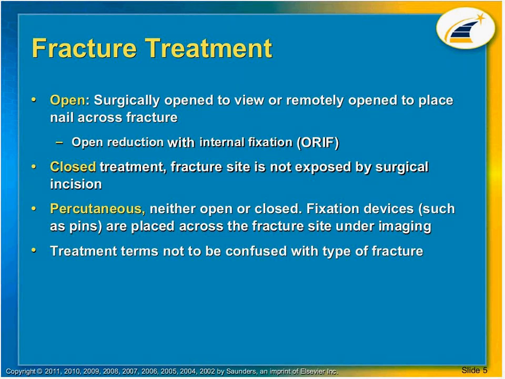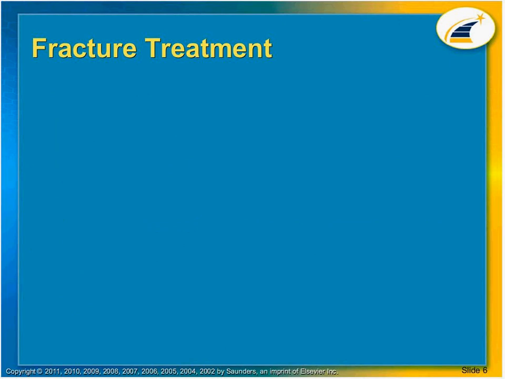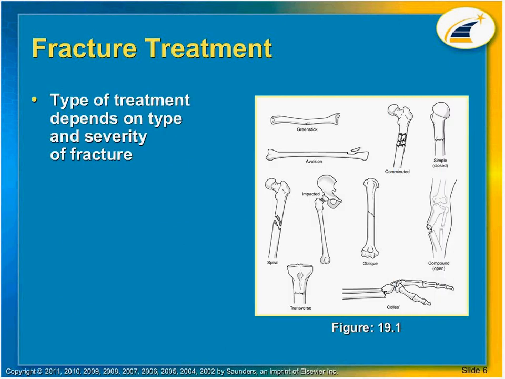This is not to be confused with the type of fracture. Once again, you have various types of fractures, and those are shown in figure 19-1 on page 575. I'm trying to get my book in place. In terms of fractures, you have an open fracture, where the bone penetrates the skin, so the bone is exposed. You have a closed fracture, in which the bone does not penetrate the skin, but it is fractured. The provider can see it under X-ray. And so you can see that there are different types listed here.